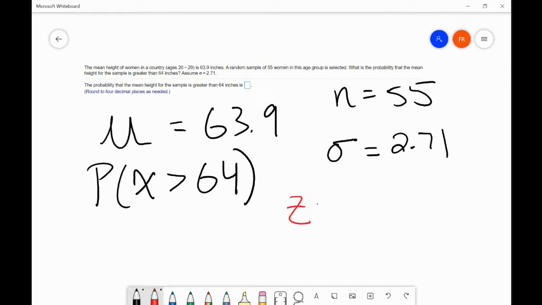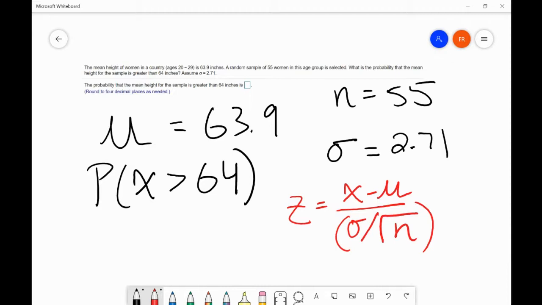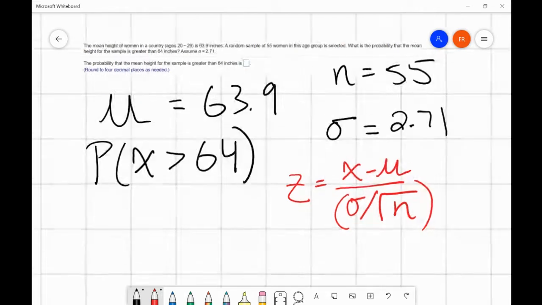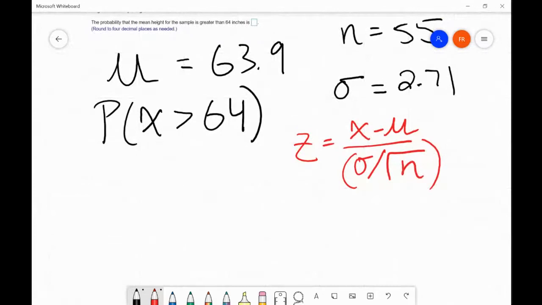Z-score, that's right. The only difference now is that, as opposed to just picking one person, we pick a sample of 55 women, we find their average height, and we're using the average height from that sample. So instead of dividing by sigma, I'm now dividing by sigma over the square root of n. So let me write it out again.